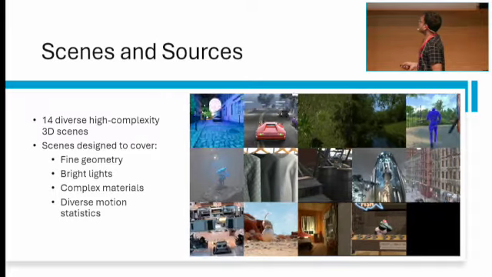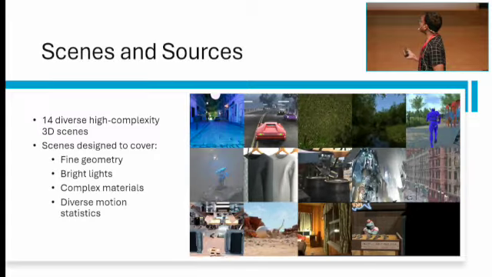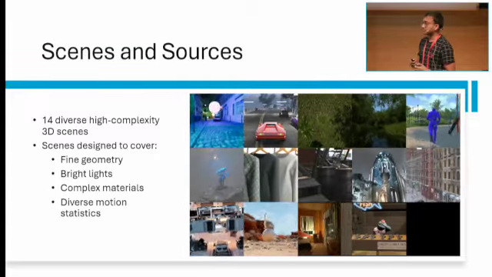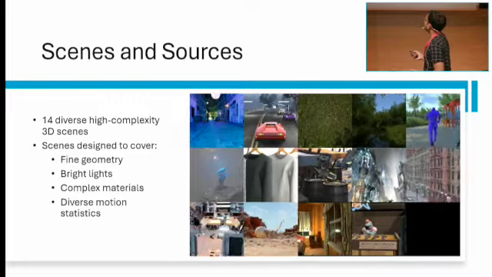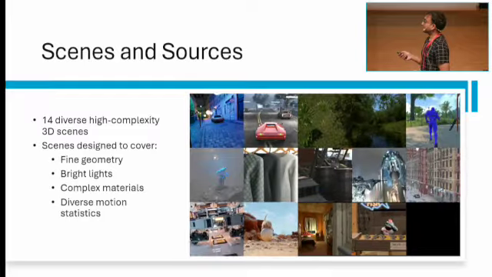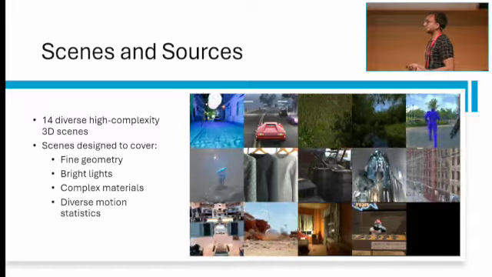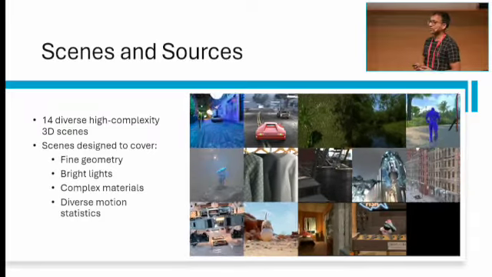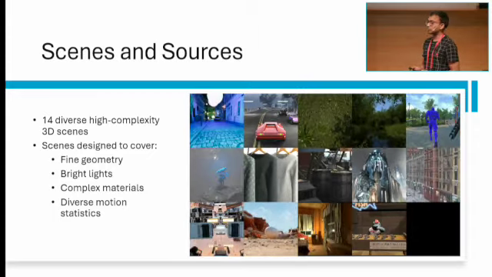Here are the 14 scenes we used in our study. They are, again, some of the scenes that have been popularly used for game engine demos, like Infiltrator, Meerkat, or Zero Day. And we also added some custom scenes which invoke edge case scenarios, like very fine geometry, bright lights, which leads to ghosting, complex materials, and diverse sorts of motion characteristics.